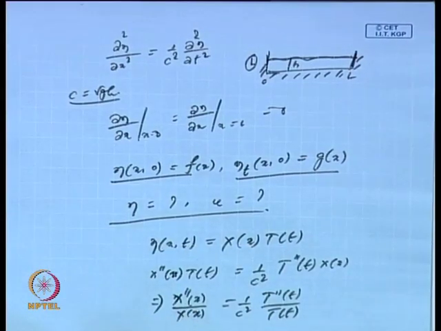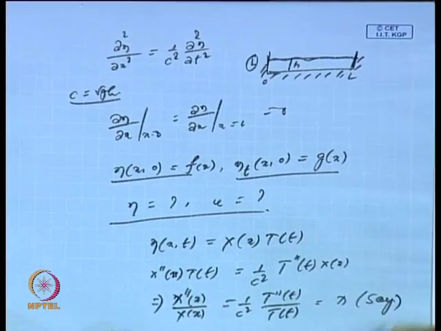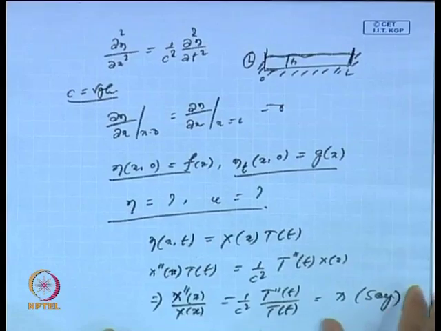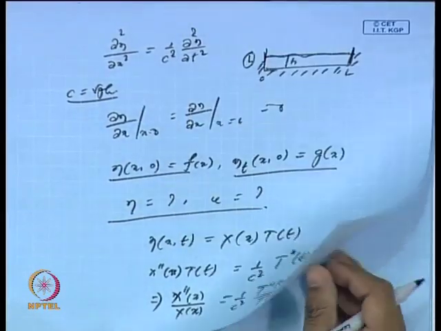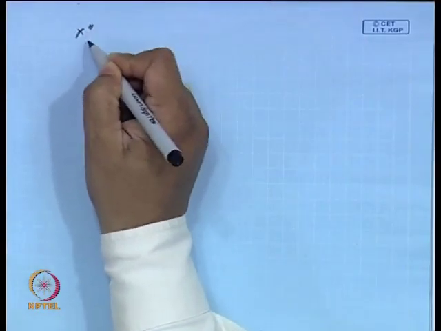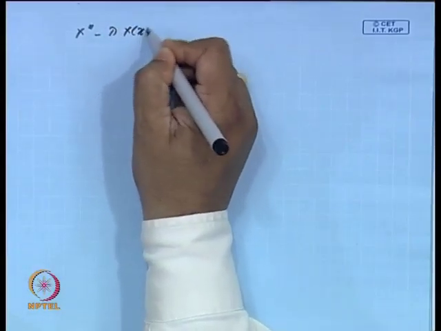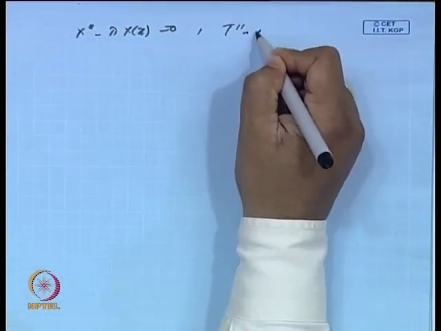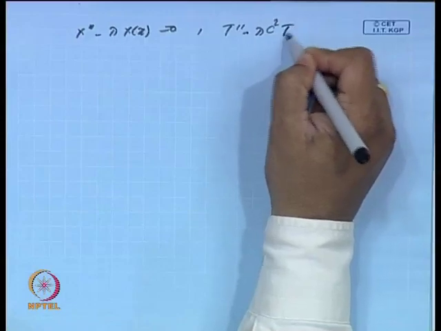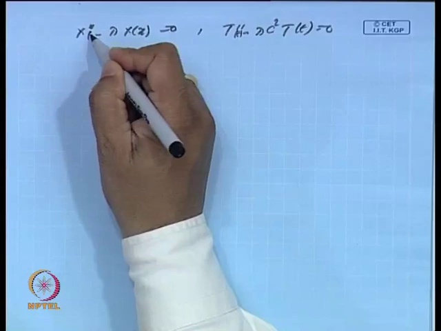and because this is a function of x and this is a function of t, I can call this a constant. Let me say lambda is a constant, the same constant is lambda. So, we will get two sets of equations from this. That will give us X double dash minus lambda X equal to 0, and the other equation is T double dash minus lambda c square T equal to 0. Of course, this is a function of t, this is a function of x.